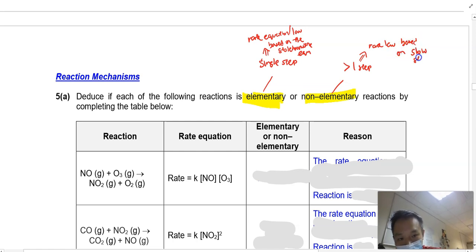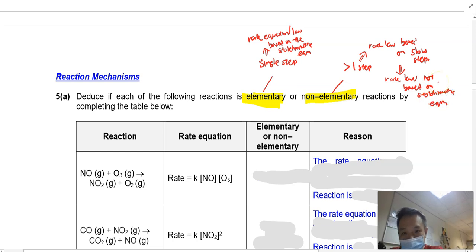So in this case, how do we know it's non-elementary? Typically, your rate law is not based on the stoichiometric equation. Some of you may ask, what do you mean by not based on the stoichiometric equation, and what is based on it? So let's take a look at 5a. I'll use the first example to run through with you.